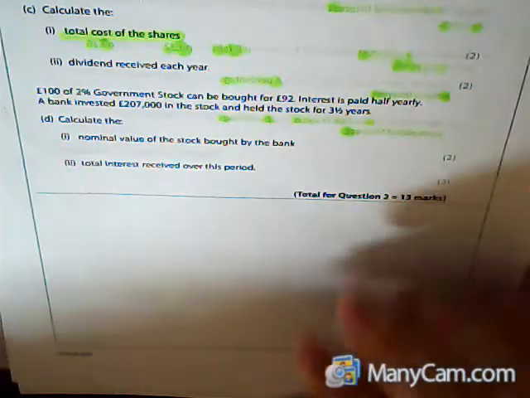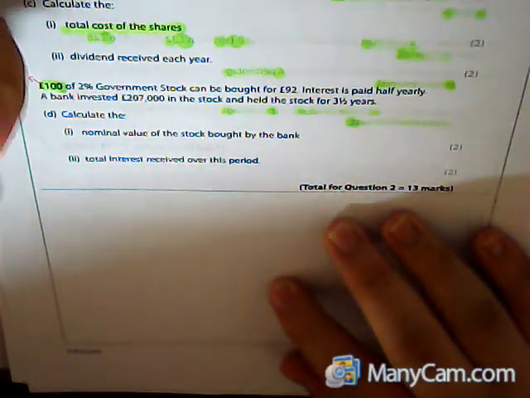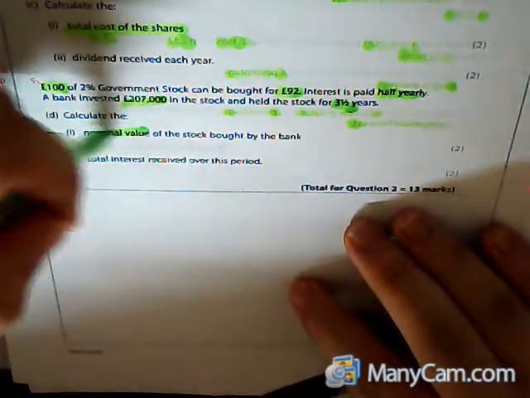And they say we also bought government stock. The 100 is always 1 unit, and this 100 we call the nominal value. Always remember it's a nominal value. And they say the government stock can be bought for 92, and the interest is paid half yearly, no issue. And the bank invested 207,000 in the stock and held it for 3.5 years. So we need to find the nominal value.